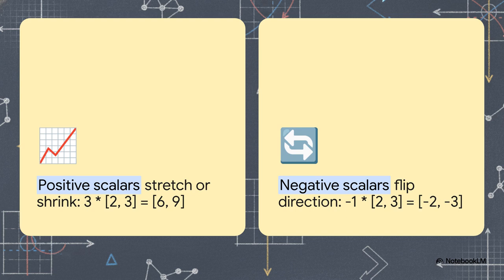Half of 2 is 1, and half of 3 is 1.5, giving us 1, 1.5. But look at the negative scalars. Multiplying by negative 1 physically flips the direction. Negative 1 times 2 is negative 2, and negative 1 times 3 is negative 3. And if we multiply by negative 2, it flips it and stretches it, giving us negative 4 and negative 6.